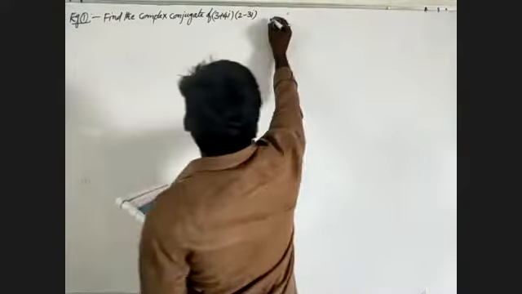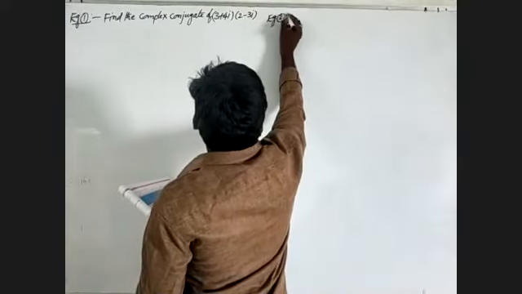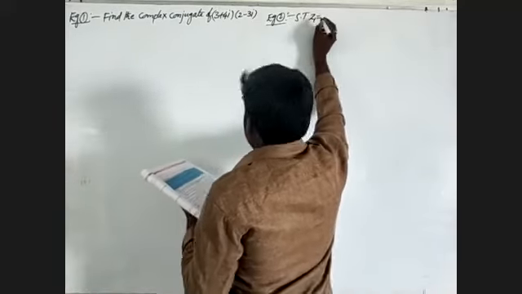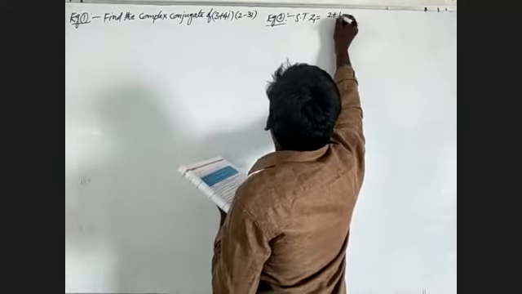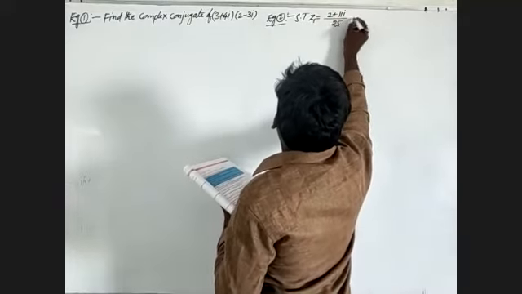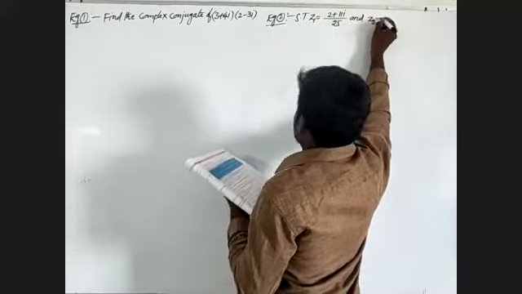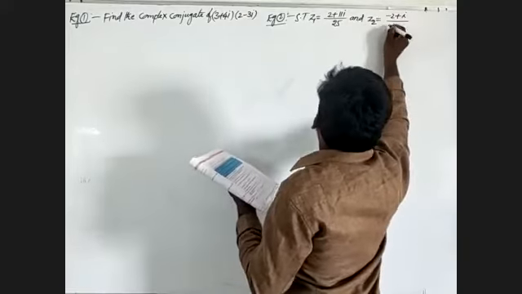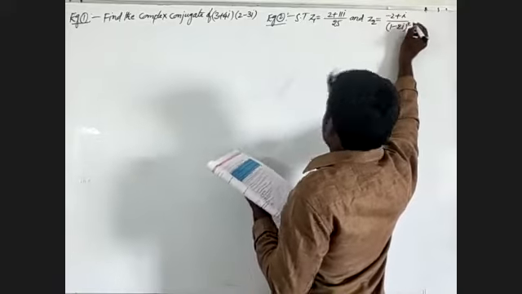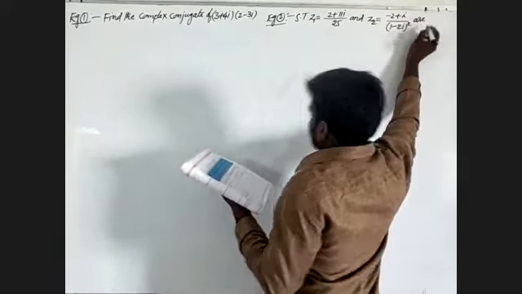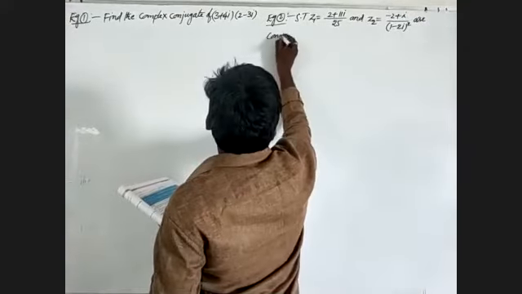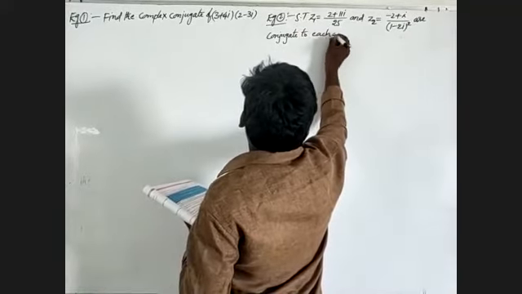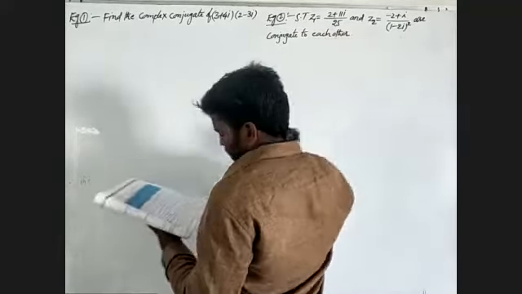And example 2 is: show that Z1 = (2 + 11i)/25 and Z2 = (-2 + i)/(1 - 2i)² are conjugate to each other.